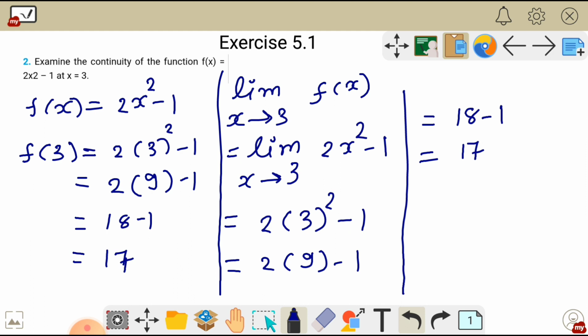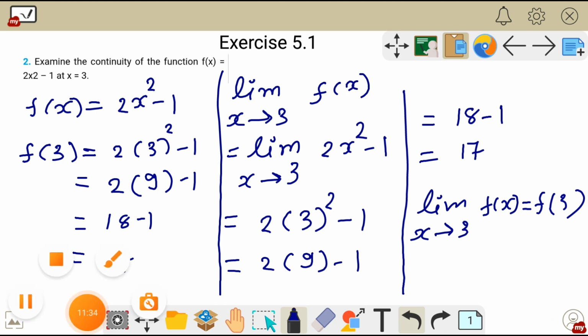So our function is continuous because limit x tends to 3 f of x is equal to f of 3. So now we can say that our function is continuous at x is equal to 3. Okay. So this is the second question. Now let us move to the third one.